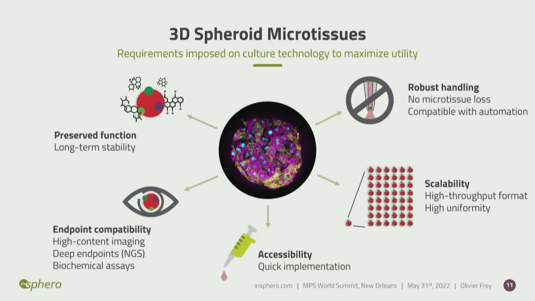When we create the platforms to build these microtissues in, we mostly impose some specific requirements. The plate format needs to be robust in handling, so that we can do the medium exchanges and add the compounds. It needs to be fully compatible with scalability, it needs to be accessible, and, very important, we need access to a large number of endpoints. This includes biochemical assays, NGS, but also high content imaging. And of course, the most important part is to preserve the functions over a longer period of time, so that we have a large experimental window.